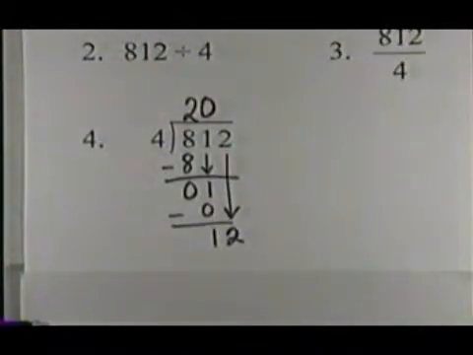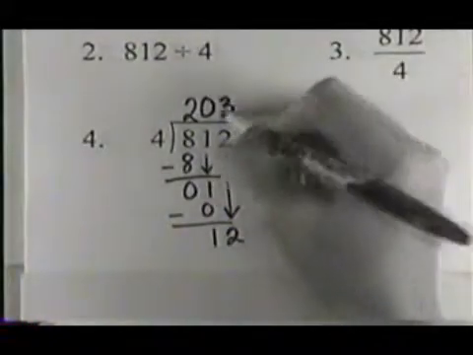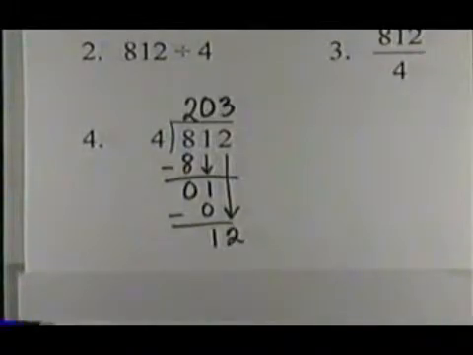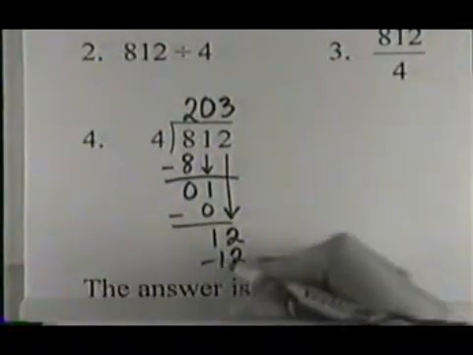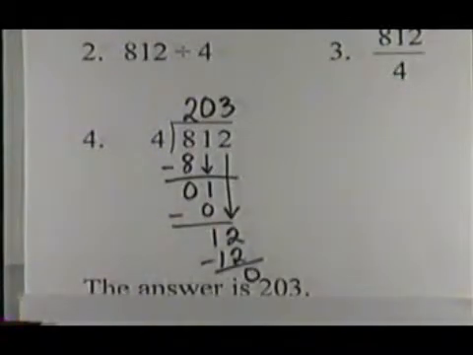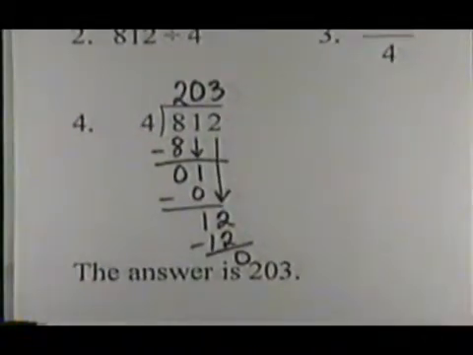So that when we divide 4 into 12, we will put our answer above the digit 2. So 4 will go into 12 3 times. 3 times 4 is 12. Subtract and get a remainder of 0. And sure enough, we did get the answer of 203.